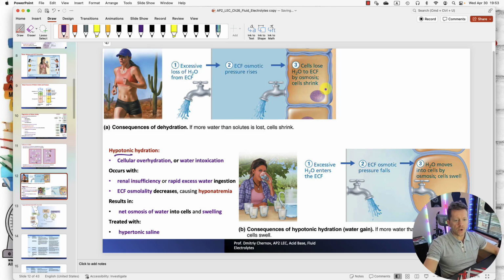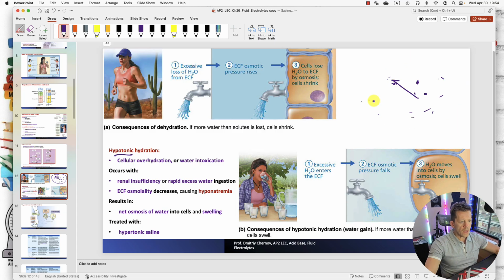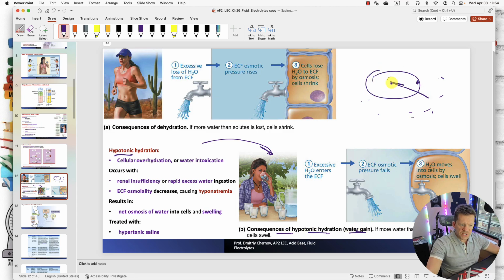So hypotonic hydration. Remember, tonicity is the concentration of solutes, not in the cell, but in the solution. This is the cell, and this is outside of the cell. So hypotonic means low concentration of solutes compared to what's inside. So the water will enter the cell, going towards the highest concentration gradient of the solutes. So let's look at this example right here. This is the hypotonic hydration. Consequences of hypotonic hydration: water gain. Water gain where? In the cell.